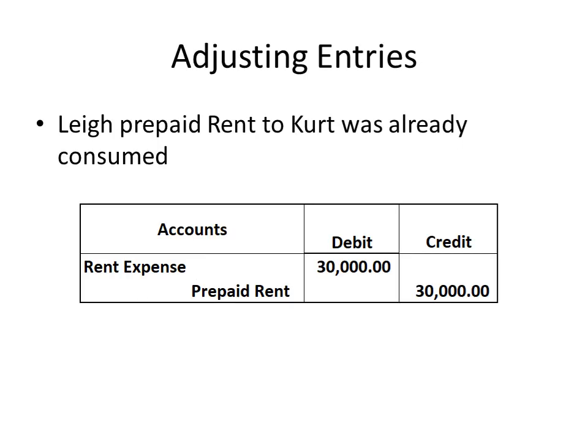So, next, our adjusting entries. Lay prepaid rent to Kurt was already consumed. Since it's already consumed, we debit rent expense, because now it's an expense, not anymore prepaid or asset. So we credit prepaid rent of 30,000.